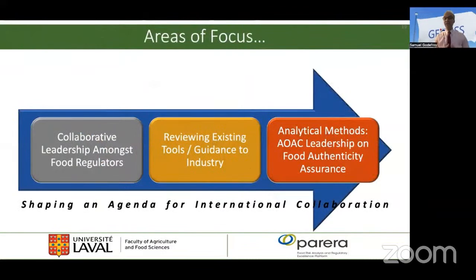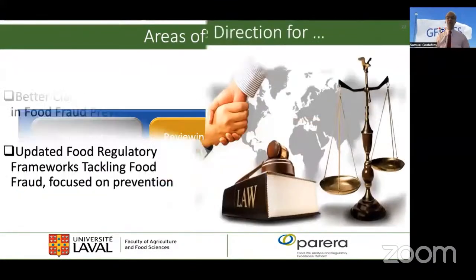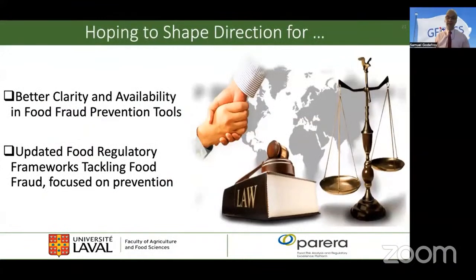And amongst the areas of focus that were identified through these efforts, the need to continue to invest for collaborative leadership amongst food regulators and more convergence of guidance and requirements. The continued development of more applicable tools and guidance to industry in order to assess the vulnerability of the supply chains and take the appropriate actions when those vulnerabilities are identified, and also further investment in the development of analytical methods and their standardization. And this is where the leadership of AOAC International is required.